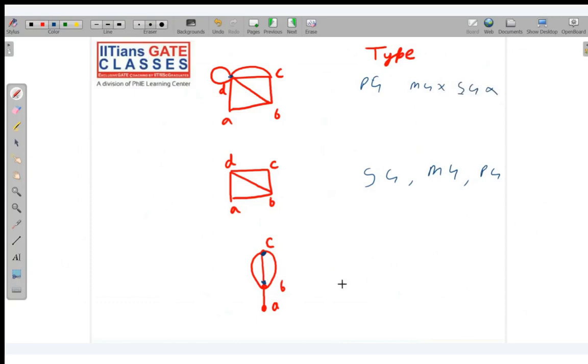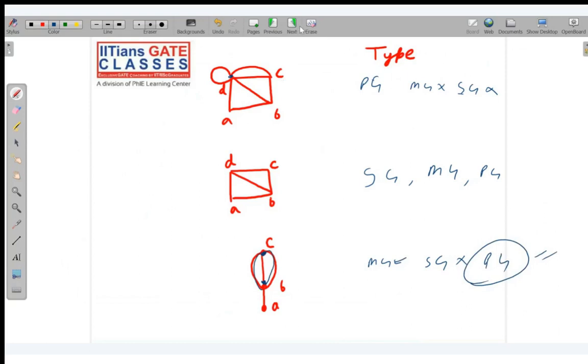What about this? So that is a multigraph. Yes, very good. It is a multigraph. Simple graph, no. Pseudograph, yes. Because there were parallel edges, no? That's why. Yes, sir.